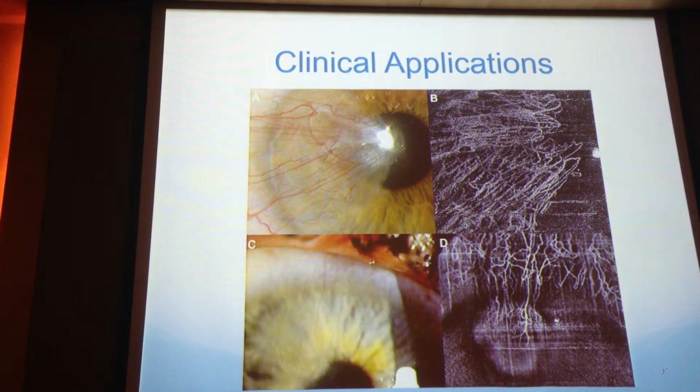Common things we tried to image as well, pterygia. You can see on the right-hand side the nice vascular loops of the fibrovascular growth, and in the bottom left you can see a patient with herpetic keratitis and some abnormal vessels growing into the corneal lesion.